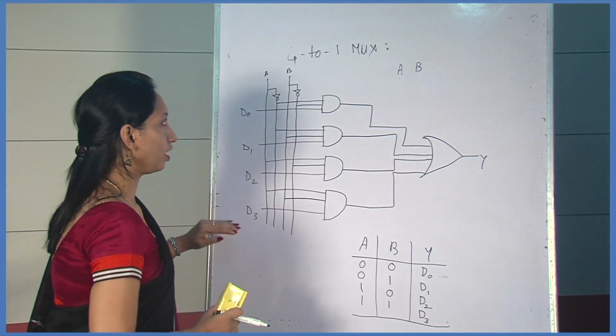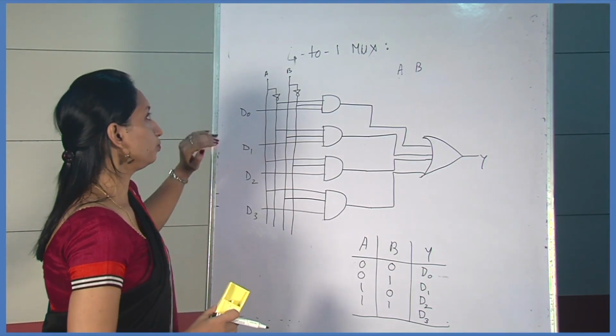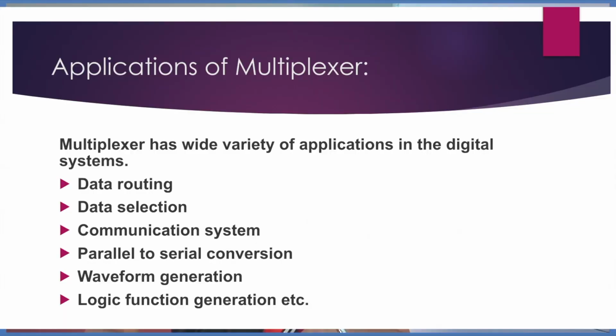So this is about the 4 to 1 multiplexer. Multiplexers are used in various fields where multiple data need to be transmitted using a single line. Some applications of multiplexers are communication systems, telephone networks, computer memory, etc.